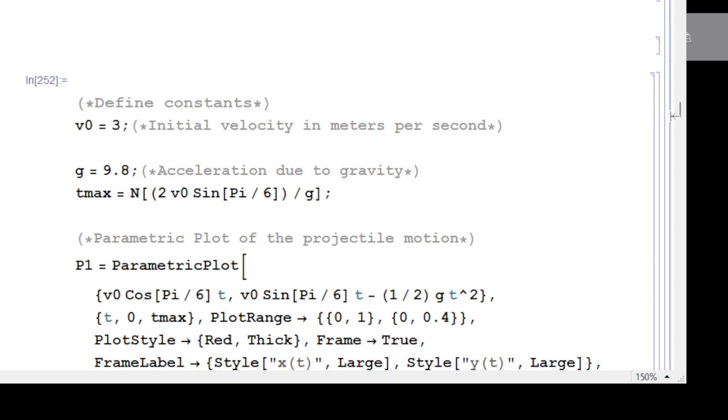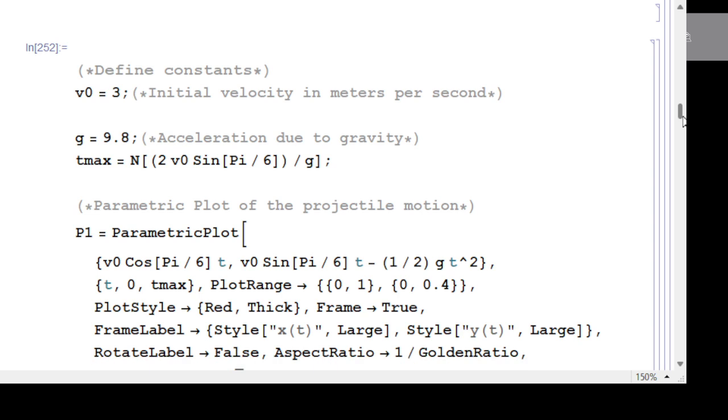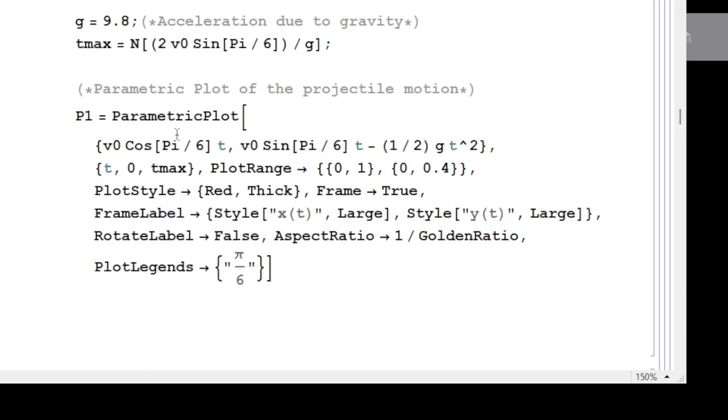then we can calculate the numerical value of the maximum time. And ParametricPlot is a useful command in which we use the two equations of motion, v naught cos theta into t and v naught sine theta into t minus half g t square. So we write these two equations as x-axis equation and y-axis equation, and we write theta equal to pi by 6 here, and the time considered starting from 0 to maximum time.